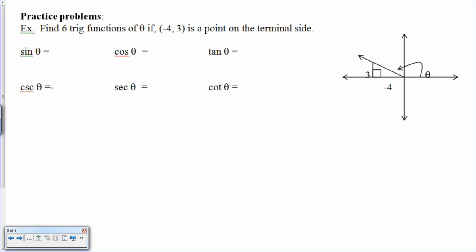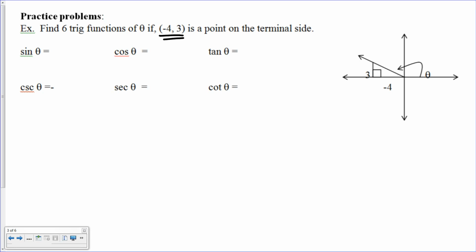Furthermore, let's take a look at this example. And this example is going to have an angle, theta. And the angle theta is going to have a point on it, which is -4, 3. And the point is on the terminal side of the angle. And so what we're going to do is first draw this and see what it looks like.